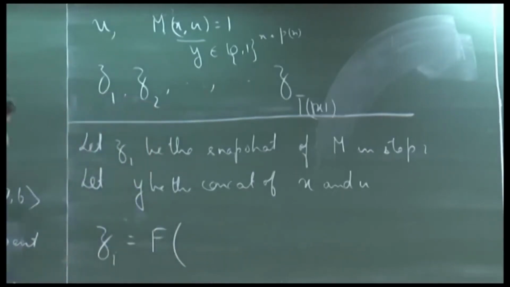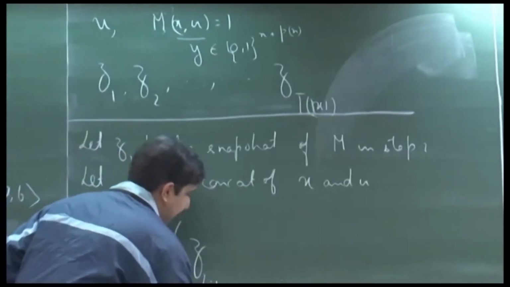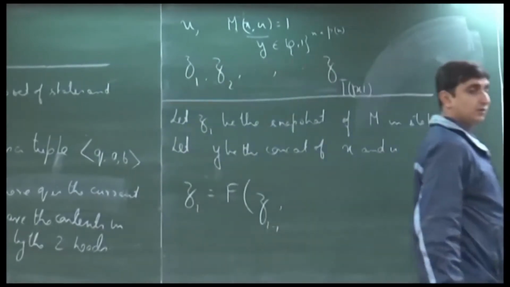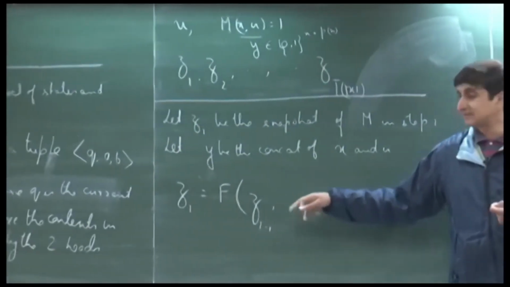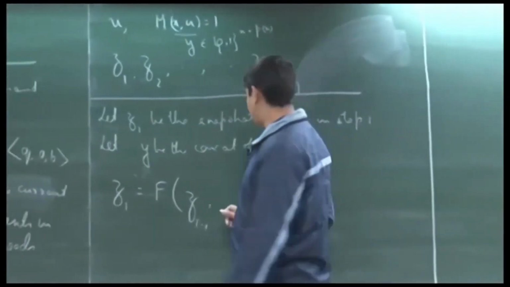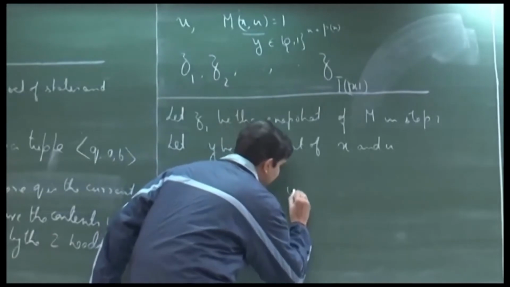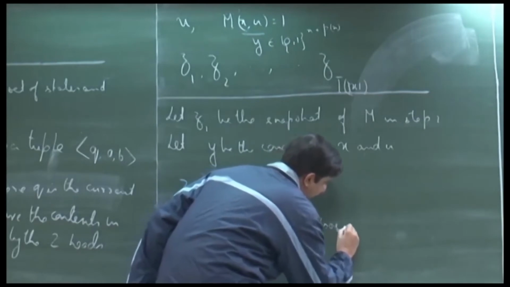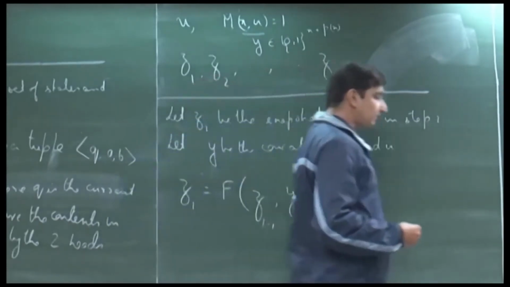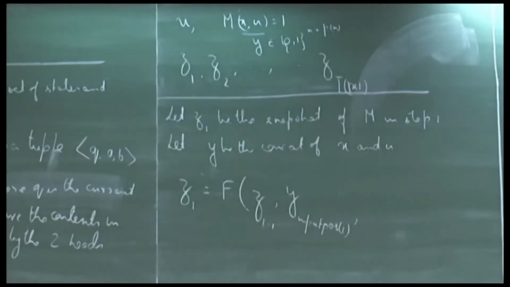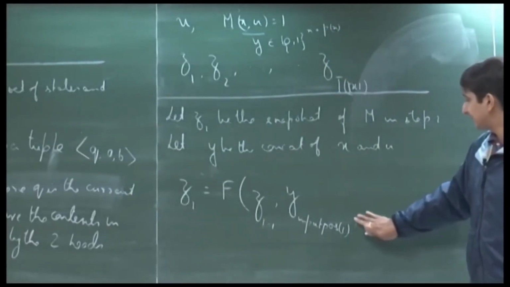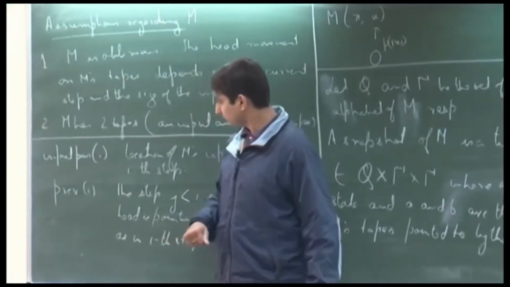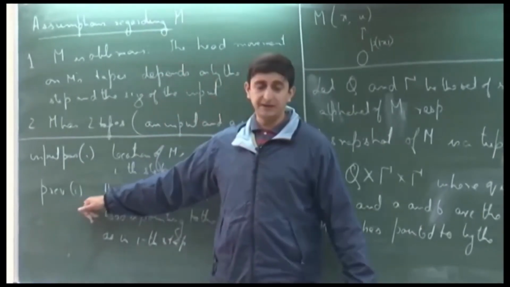It depends on what the previous snapshot is. What is the content of the cell at which the input head is pointing to in the ith step, that is y of input position of i, and we also need to know what is the content of the work tape, and for that it is enough to look at the snapshot in this particular step.